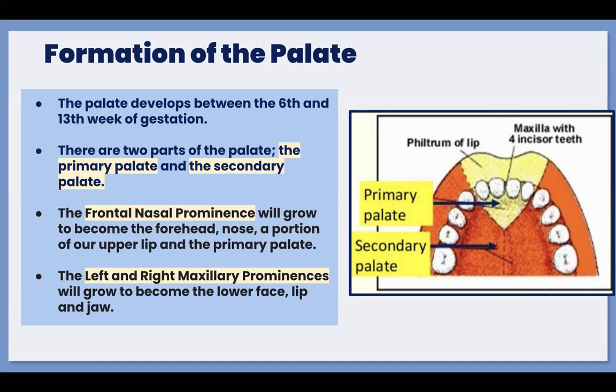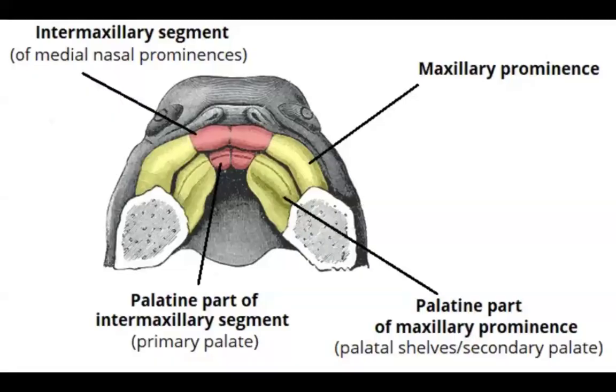And the frontal nasal prominence will grow to become what is known as our forehead, nose, and a portion of our upper lip. It's basically known as the primary palate. And then the left and right maxillary prominences will grow to become the lower face, lip, and jaw. And this is just an image showing the different segments and prominences, as well as the primary palate, which is in red, and the secondary palate, which is in yellow.